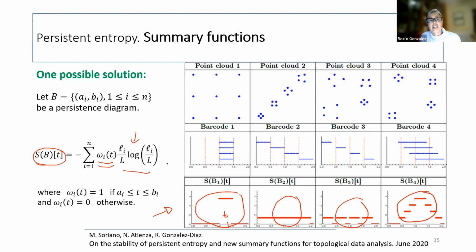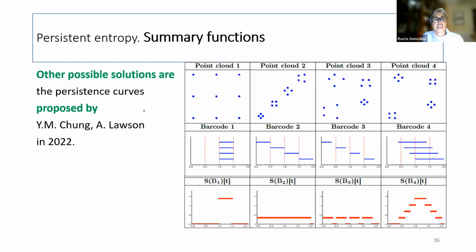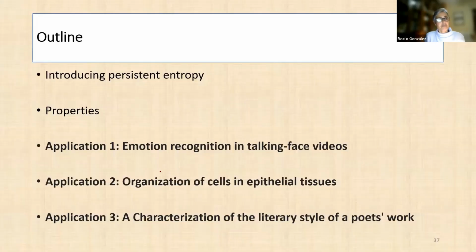Okay, so this is a way to deal with this kind of problem, and there are other ways to deal with them. For example, the persistence curves that were defined by other people, and it also depends on the application. So these are the introduction of persistent entropy and its properties.